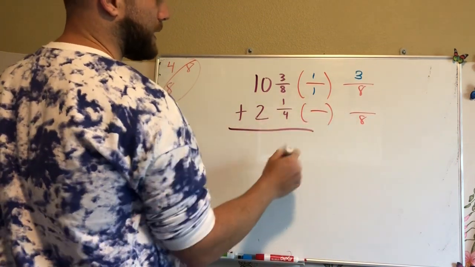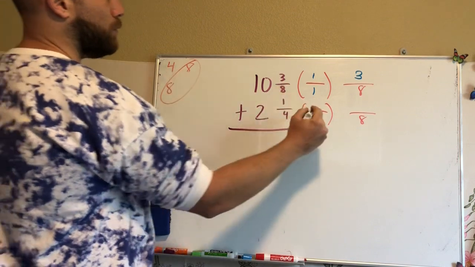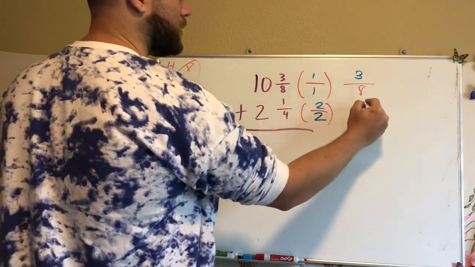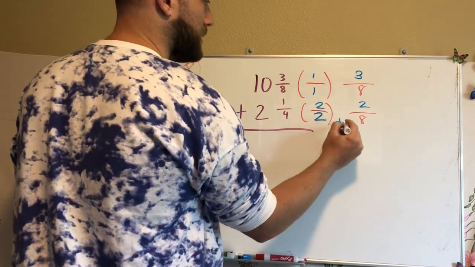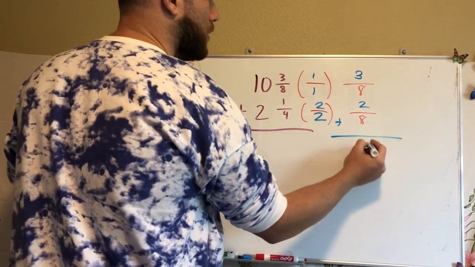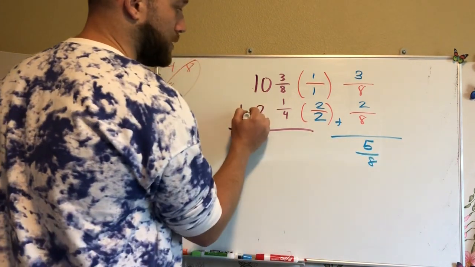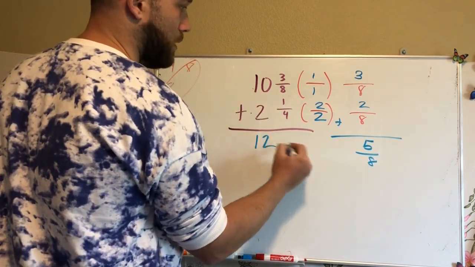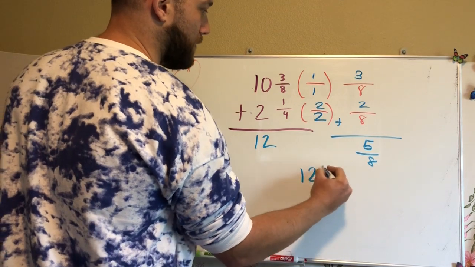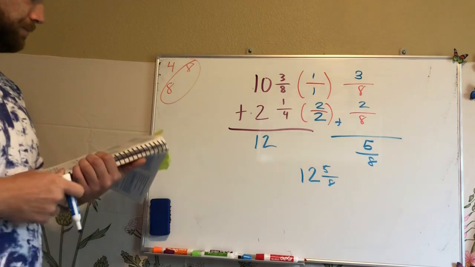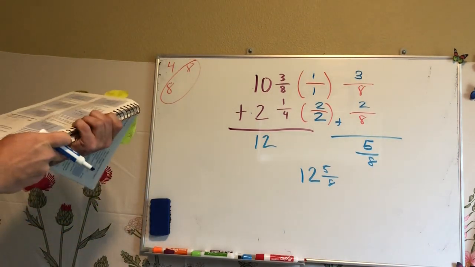4 times what equals 8? 1, 2. 4 times 2 equals 8. This is going to be 2 over 2. 1 times 2 is 2. And this is an addition problem. So your answer is going to be 5/8. And then don't forget 10 plus 2, which is 12. So together you have 12 and 5/8. Boom, mic drop. All right, next one, B.